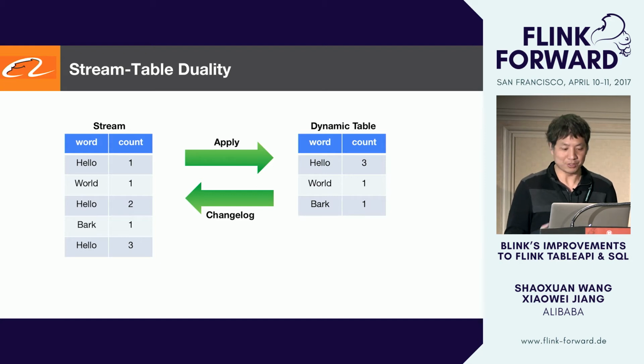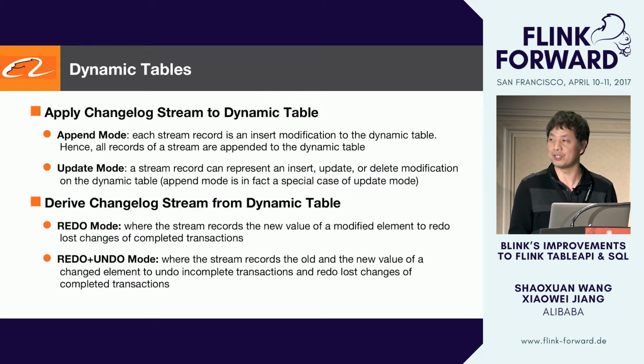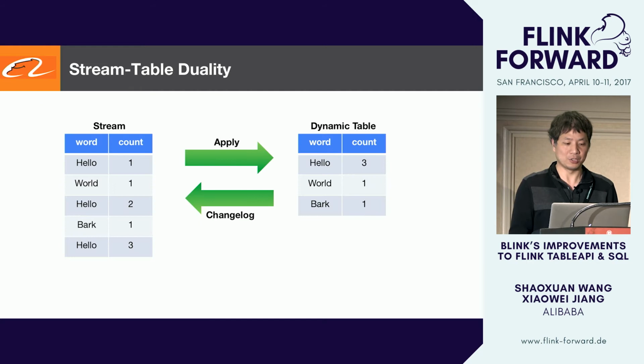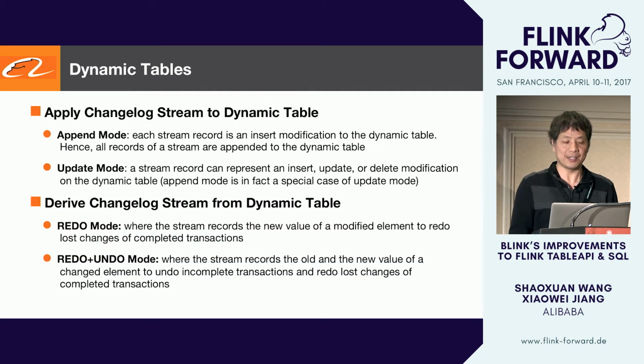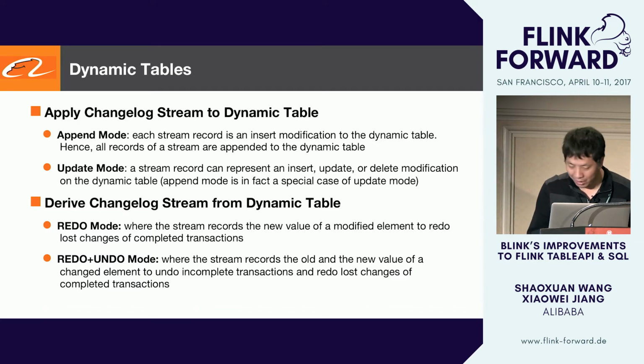Let's look in a bit more detail at how the dynamic table works. In the previous picture, when we apply the changelog, there are actually two possibilities. The first possibility is that the dynamic table does not have a primary key. In such a case, each record in the stream will become a new record in the dynamic table. In the second case, the dynamic table actually has a primary key. So when you apply the changelog, it may update a previous record in the dynamic table. These two we refer to as append mode and update mode.